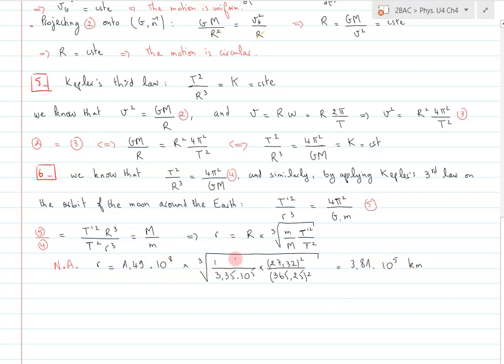Here I have not converted days into seconds because we have T prime square over T square, so the units get cancelled and I don't have to convert. Also, the mass gets simplified by the mass, so the ratio is unitless. So r has the same units as R. Here I have kept the value in kilometers, so r should also be in kilometers, hence the value.